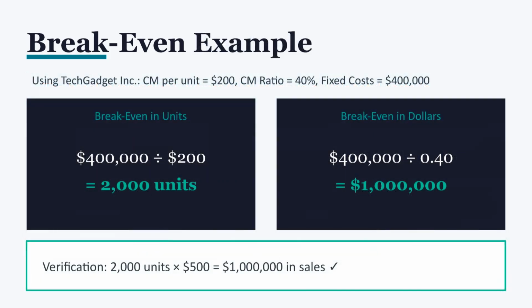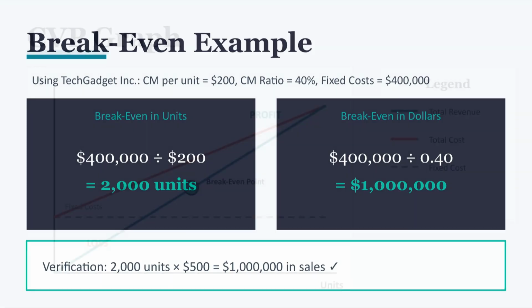Today, our financial investigation begins with a break-even example from TechGadget Incorporated. Picture fixed costs of $400,000 and a contribution margin of $200 per unit, leading to exactly 2,000 units, and a contribution margin ratio of 40%, confirming break-even sales of $1 million.